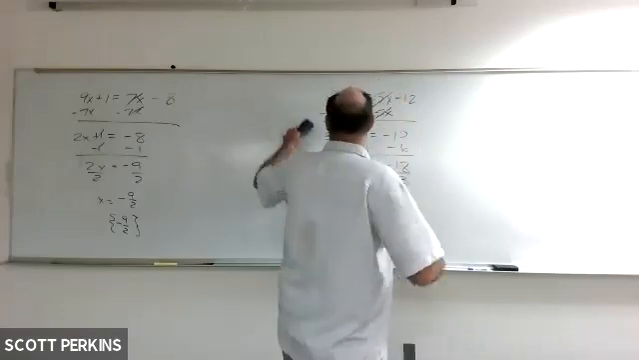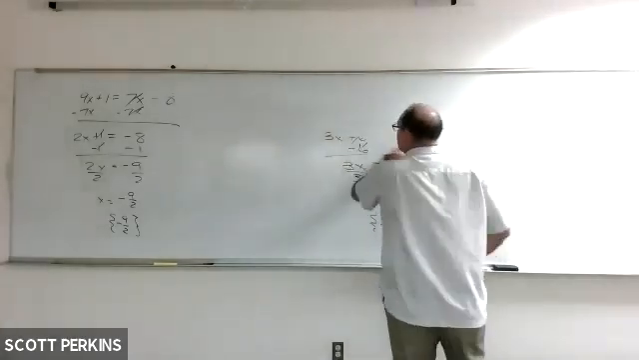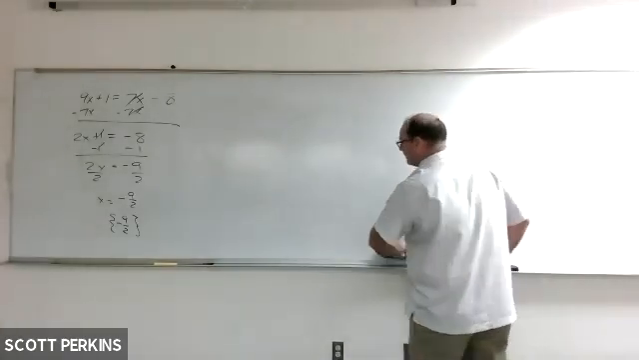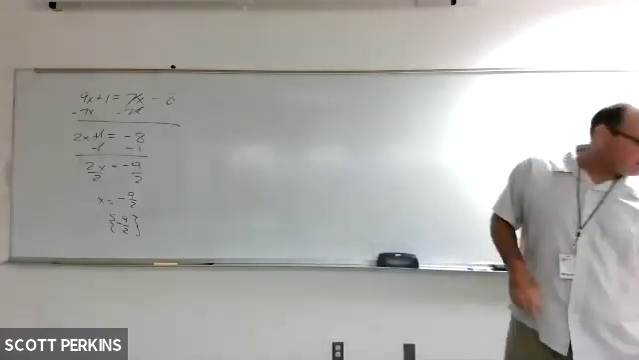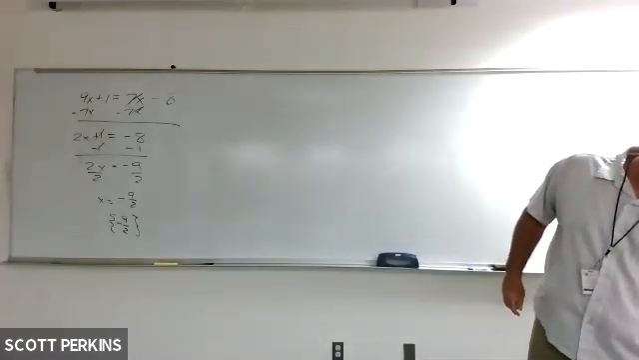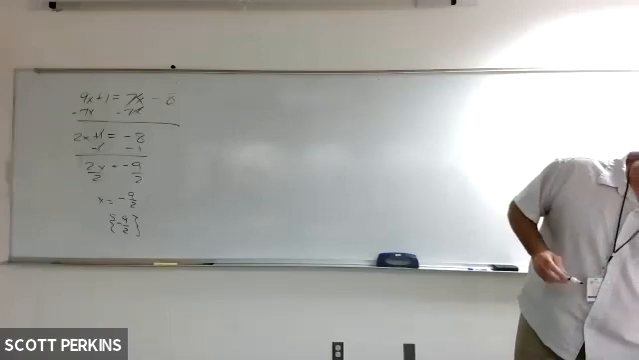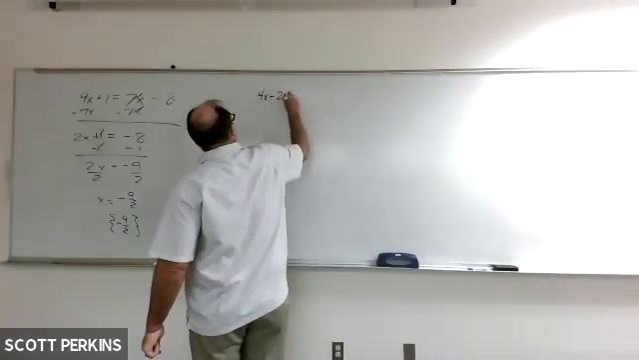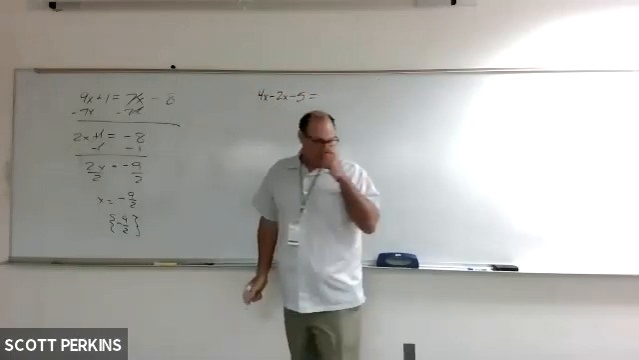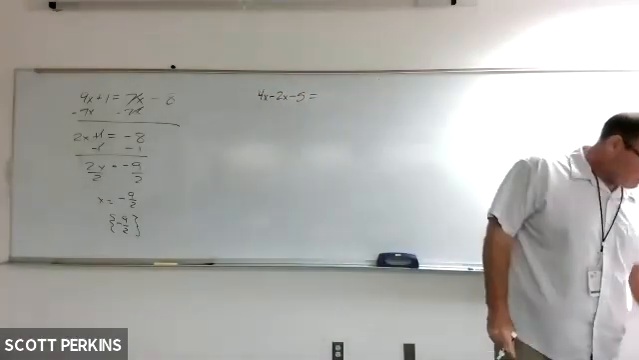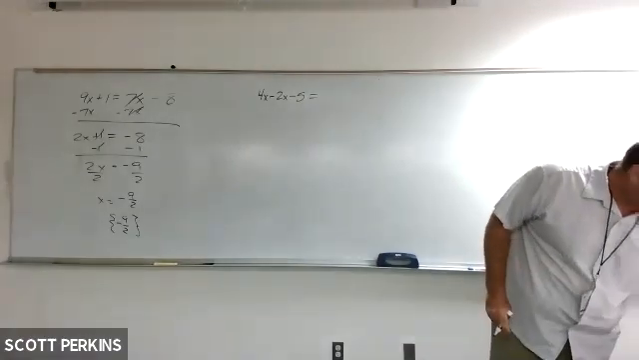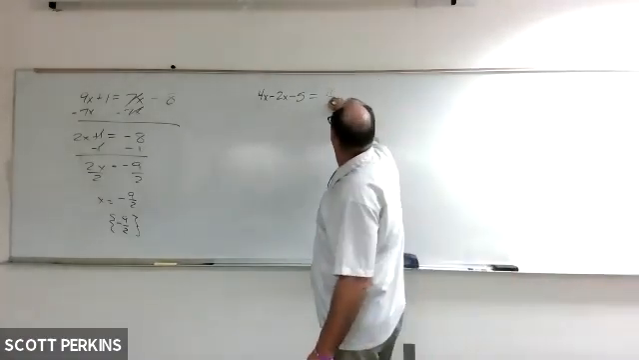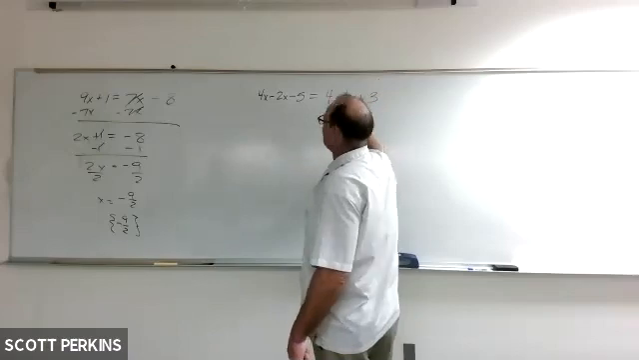Okay, here's our next problem. So here's the next equation that we are going to solve, and it looks like this. I've got 4x minus 2x minus 5 equals 4 plus 6x plus 3. Let me give you a second to write that.